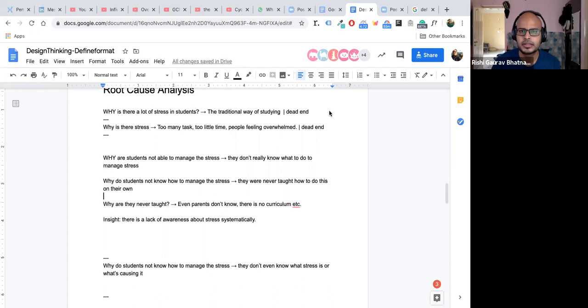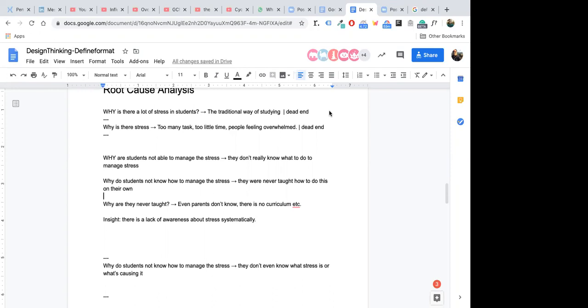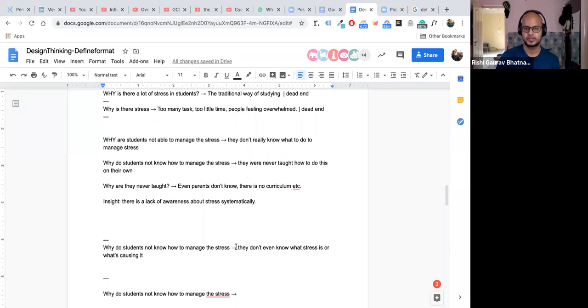I'm looking at any other questions here. The other question that we had, they don't even know what stress is or what's causing it, comes back to the same insight. There is a lack of awareness. That's an absolutely right observation. It also comes back to the same thing. The insight comes back to this.